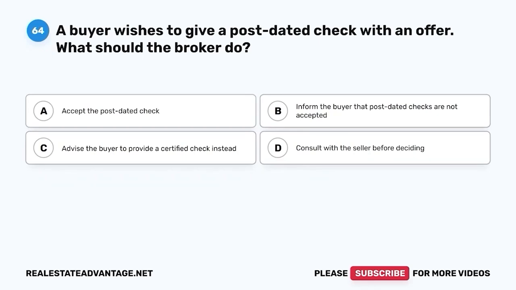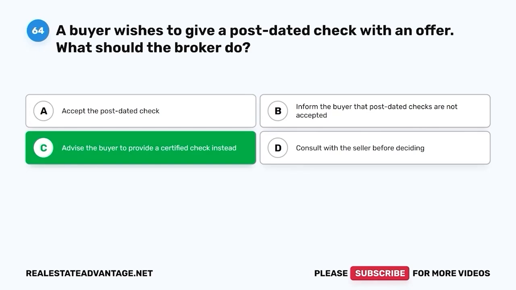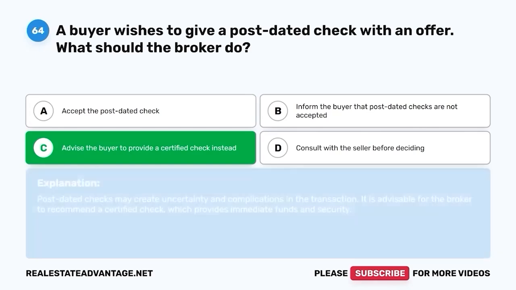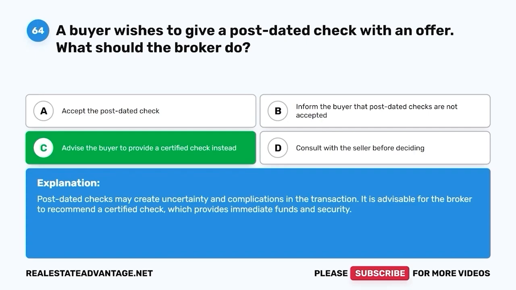Question 64. A buyer wishes to give a post-dated check with an offer. What should the broker do? A. Accept the post-dated check. B. Inform the buyer that post-dated checks are not accepted. C. Advise the buyer to provide a certified check instead. D. Consult with the seller before deciding. The correct answer is C, advise the buyer to provide a certified check instead. Post-dated checks may create uncertainty and complications in the transaction. It is advisable for the broker to recommend a certified check, which provides immediate funds and security.